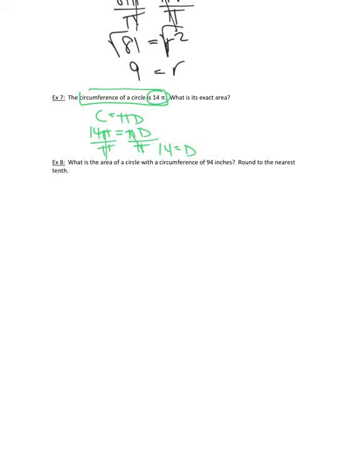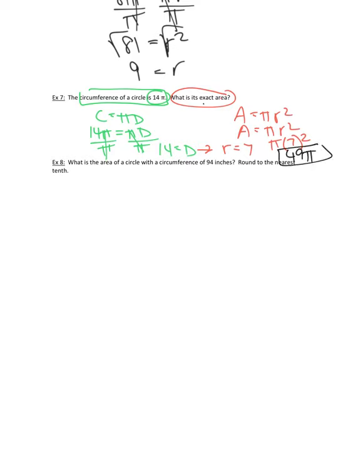Now the question is, what is its exact area? So I need to go to the area formula, pi r squared, because I need r. If my diameter is 14, radius is half of that. My r is 7. So I'm going to go into pi r squared and plug in 7 for radius. Pi times 7 squared is going to be 49 pi. And since it said exact, I'm going to leave it in terms of pi.